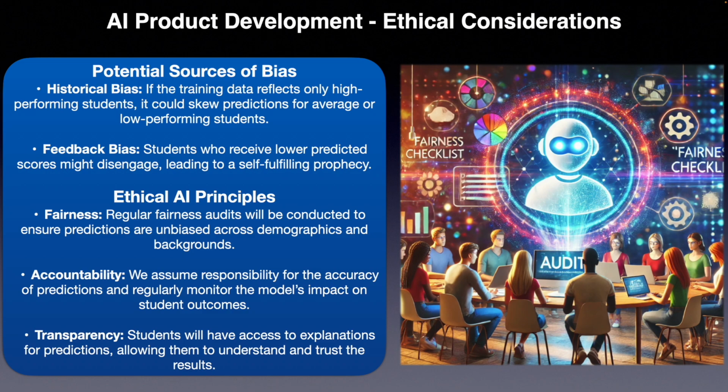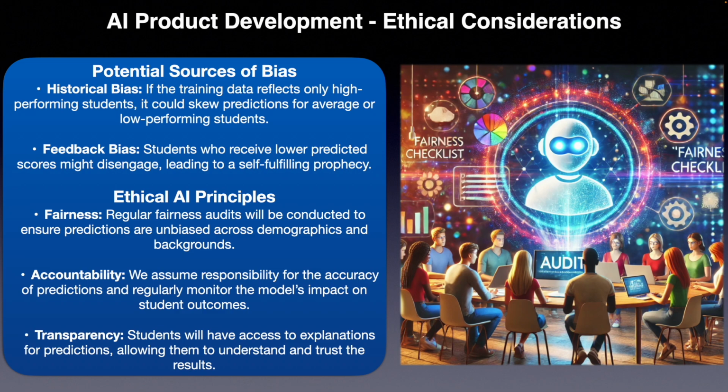The final aspect is the ethical considerations that need to go into such AI product development, starting with identifying potential sources of bias. In such an app, there could be a historical bias where the training data reflects only high performing students. It could skew the predictions for average or low performing students. So that's a historical bias which the models need to take into account as a possibility.